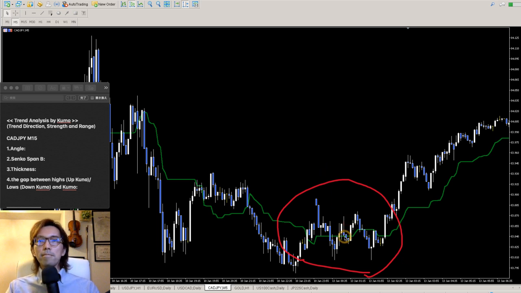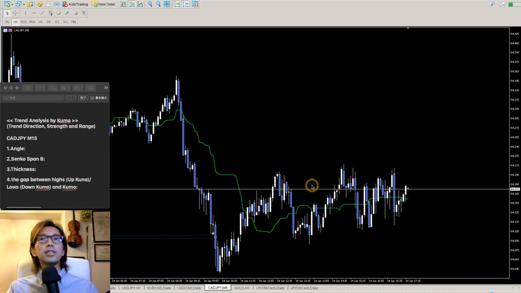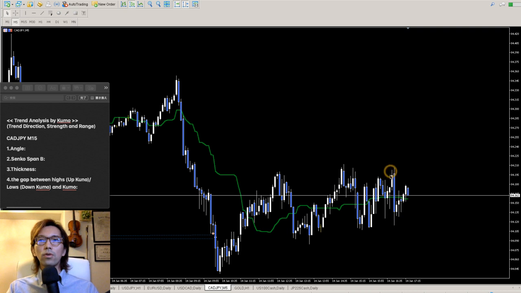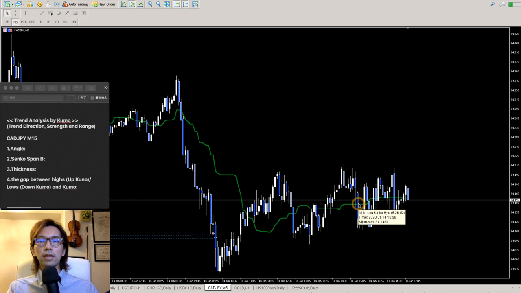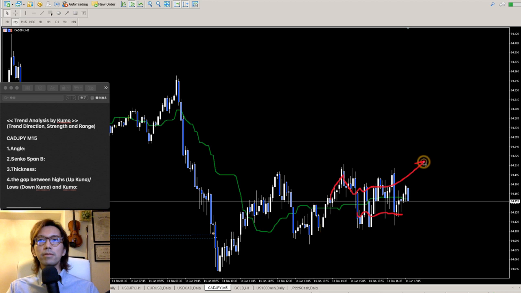So yeah, basically right now it's in the range. So I will look at the Kijun Sen and just look how far the price will go up or down. And I will also check the tendency, right? How many times it's gonna go up or how many times it's gonna go down will make a difference, because when the price tends to sit above the Kijun Sen more than the lower part, that means the price is likely to go up.